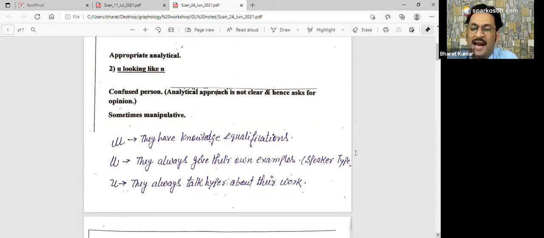Okay, now my handwritten type 1 U. How many of you are using type 1? It is a little bit cursive U. Type 1 U, which I have written by hand. They have knowledge and good qualifications. If you are using the second type of U written by hand, they always give their own examples.